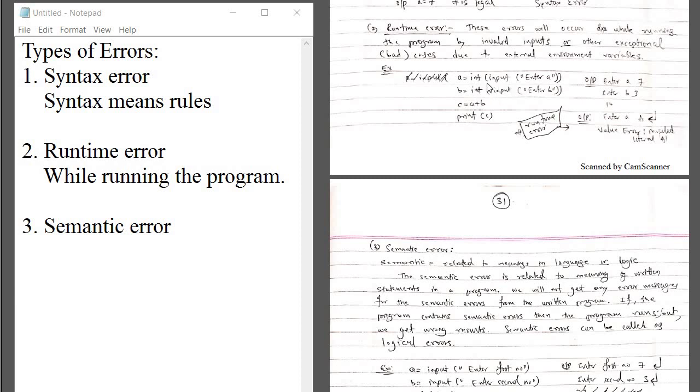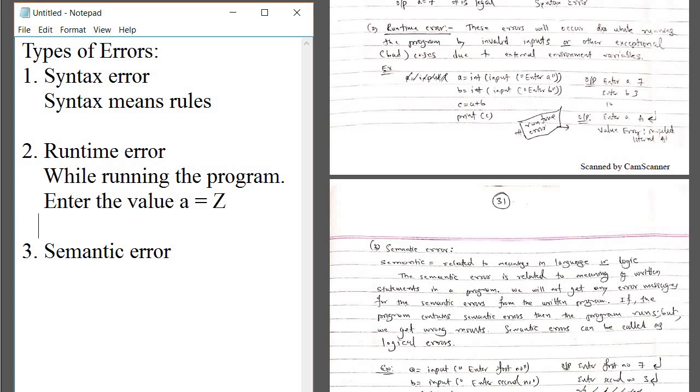That is also right. But the machine is asking you to enter the value of a. Machine will ask you to enter the value of a, but I have to give a number, and I give capital A as input or capital Z as input. Then I press enter, and I get an error like ValueError: invalid literal, Z.